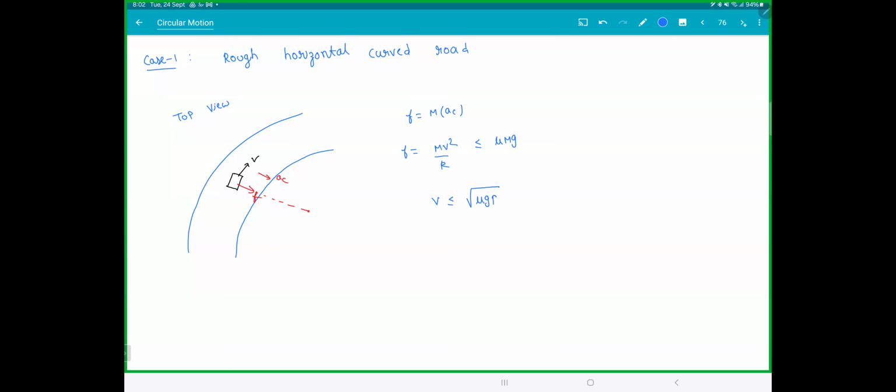Now there is a problem. We got a speed limit. What this is saying is, as long as v is less than or equal to root mu g r, this is the condition for no slipping. You won't slip. So if you're going on a road without banking, you can't go faster than this. If v exceeds root mu g r, the car starts skidding.